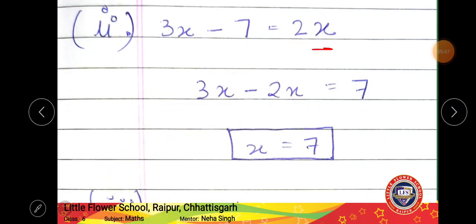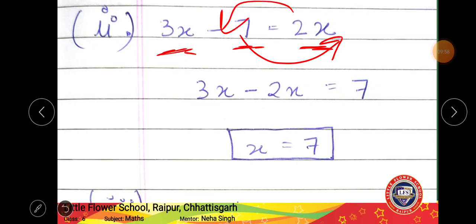See now here, variable, constant. So what will I do? I'll transpose the constant to the other side and the variable to this side. So 3x minus 2x is x, which is 7. This is a simple question, you just need to subtract the variable and we are getting the answer.